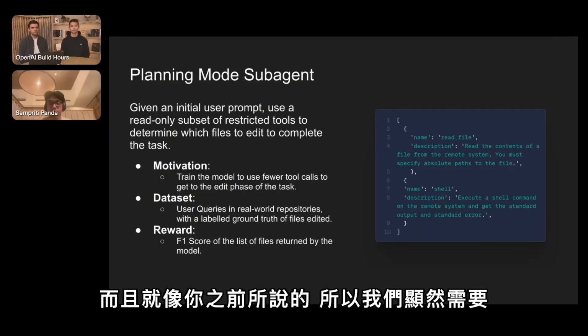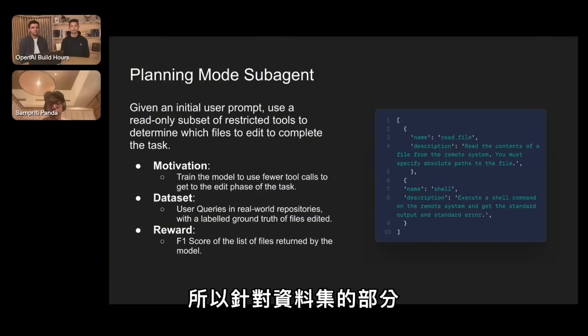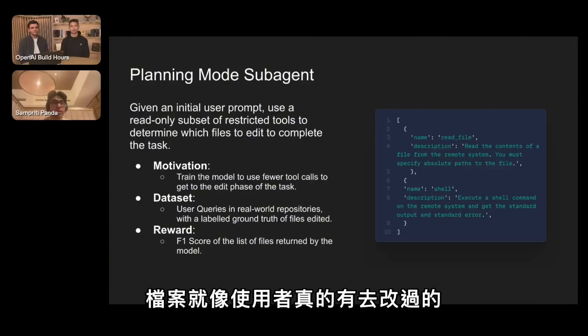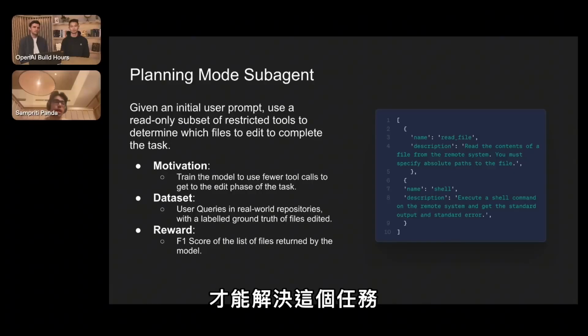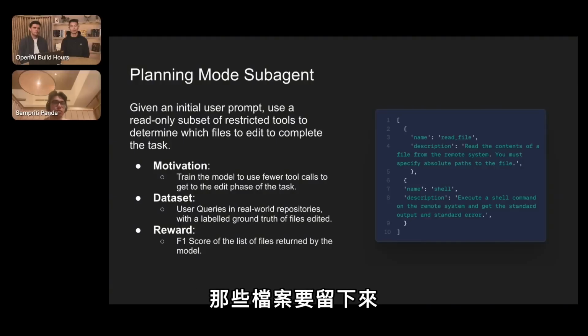And so as Theo mentioned earlier, we obviously need the tool calls, and then the data set and the reward. For the data set, we collected a bunch of real world repositories and collected user queries from those repositories. And then we labeled which files the user actually edited to solve this task. Ideally, we want this subagent to return those exact files so that in the following step, the agent can continue and make the edits to those files.